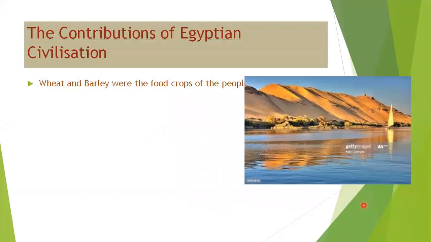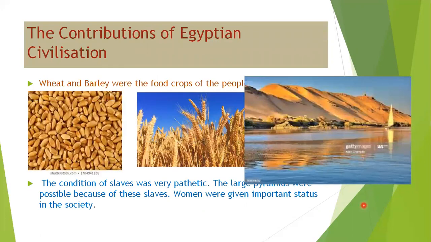Next, what are the contributions of the Egyptian civilization? Wheat and barley were the food crops of the people. What are the major crops they were growing? Wheat and barley. They were the major crops of the Egyptian civilization.